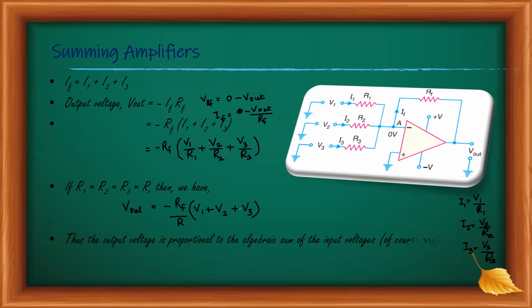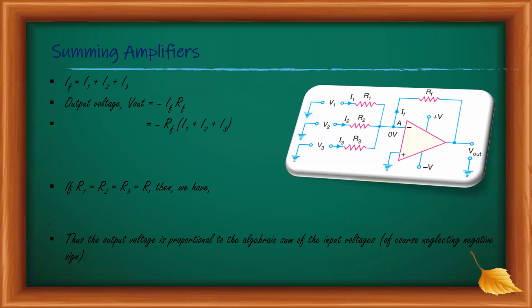Thus, the output voltage is proportional to the algebraic sum of input voltages. Look at the expression. V out is equal to minus RF by R into V1 plus V2 plus V3. V1 plus V2 plus V3 represents the sum of input voltages. So V out is proportional to the sum of input voltages, but it is with a product minus RF divided by R.